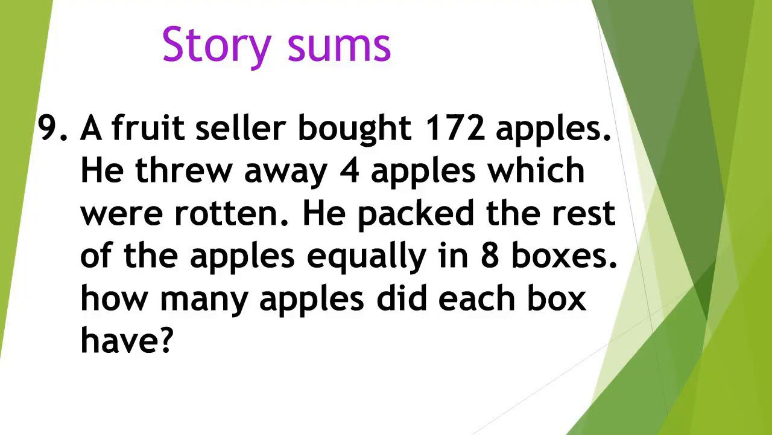Now children, we are going to do sum number 9. Okay, what is written? A fruit seller bought 172 apples. तो फ्रूट सेलर कितने एप्पल्स लेकर आया? टोटल 172. He threw away 4 apples which were rotten. रोटन मतलब खराब हो गया था. तो 172 में से 4 एप्पल्स खराब हो गए, तो उसने क्या किया? फेंक दिया. राइट, he threw away.